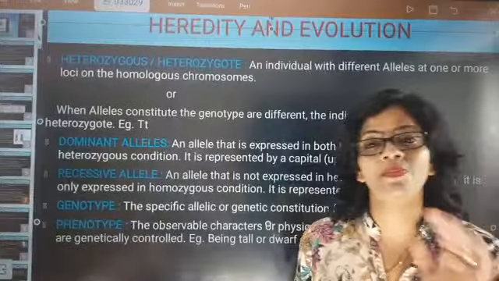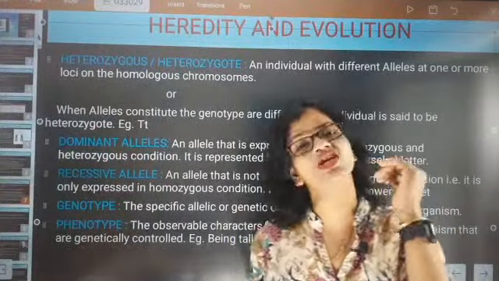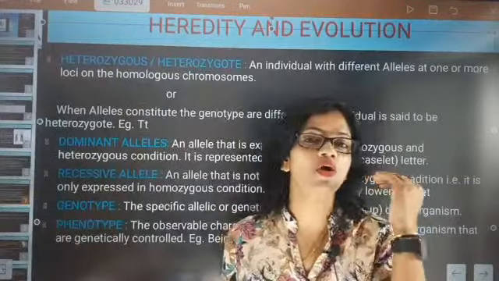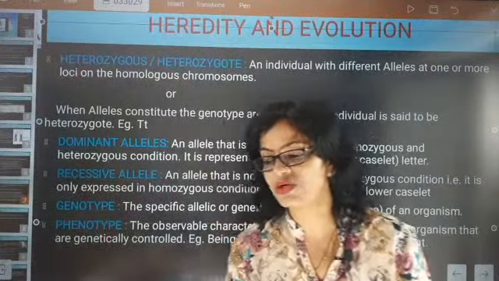Whatever physical appearance part will be there, it will always be considered as pheno. Whatever change is there in the gene, it will be called geno. Okay, now change in, yes, somatic change, absolutely correct Akshaya.